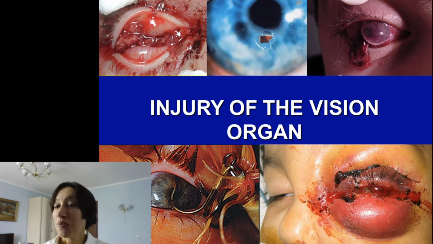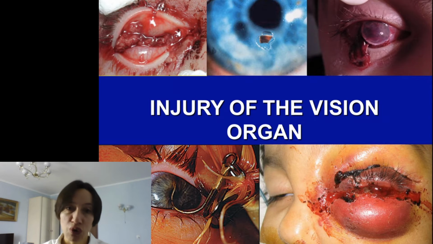If you would like to be an ophthalmologist, for example, and even if you don't want to be an ophthalmologist and you will be a GP or another doctor, knowing the basic things about how to diagnose and how to manage injury of the eye is very important for all doctors.